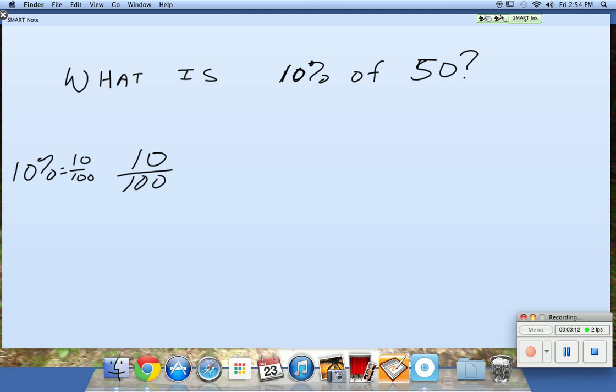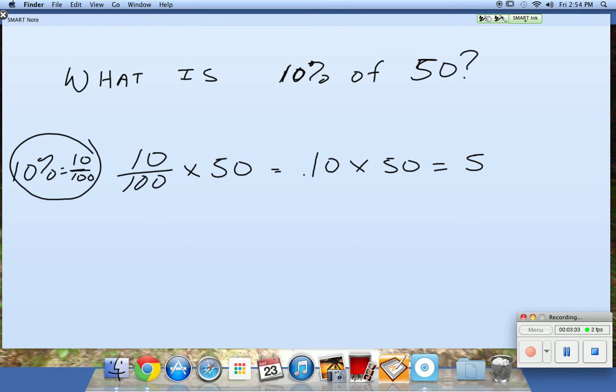All right? So we take 10 over 100 and we multiply this by the number. And what we're really doing is we're taking this percentage, 0.10 times 50, and if you multiply this out, you're going to find that equals 5. So when it asks you what is 10% of 50, you can say 5 is 10% of 50. That's the second way you're going to see your problems on your assignment.